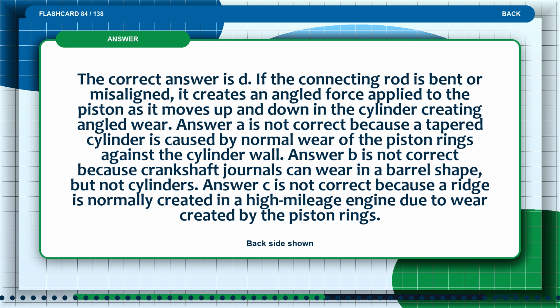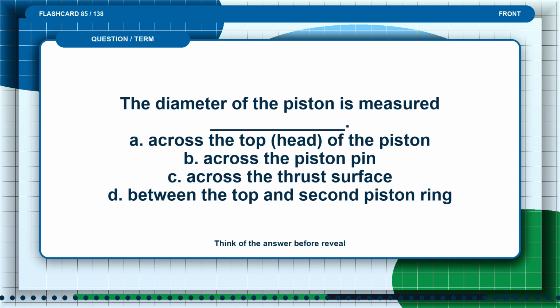Flashcard 85. The diameter of the piston is measured blank. A. Across the top head of the piston. B. Across the piston pin. C. Across the thrust surface. D. Between the top and second piston ring. Pause and think of the answer before the reveal.